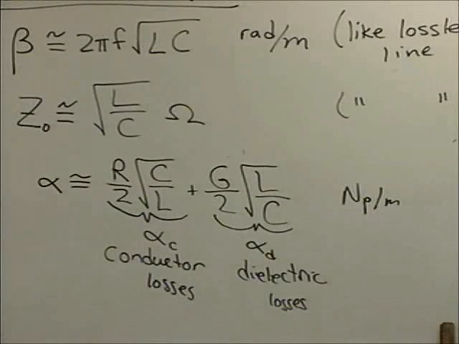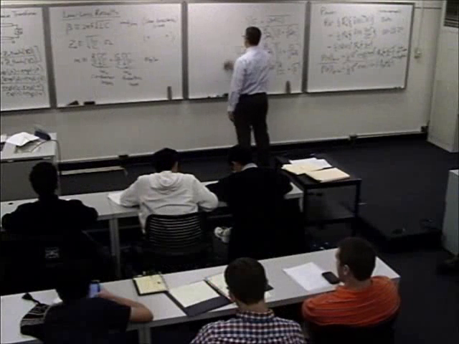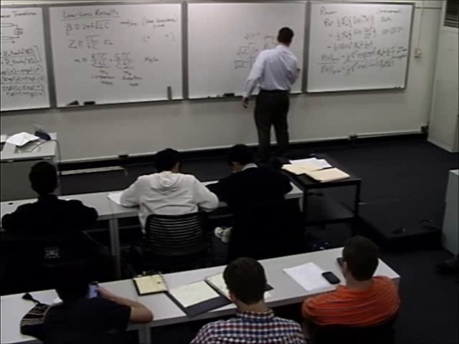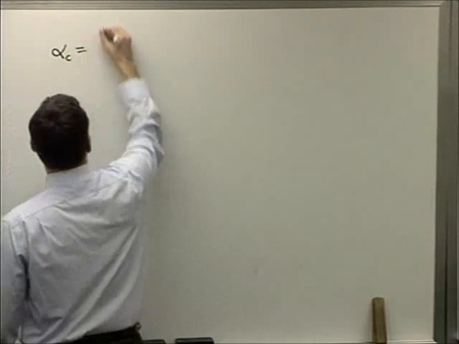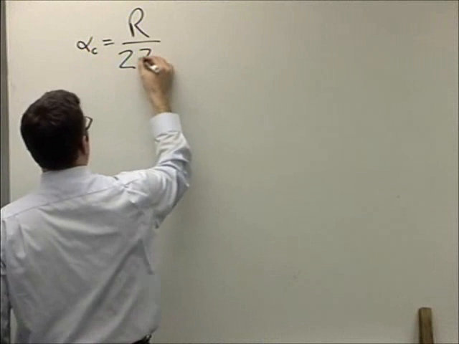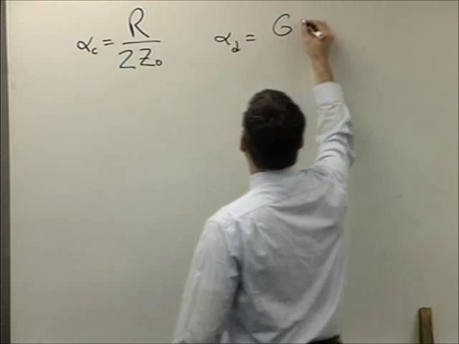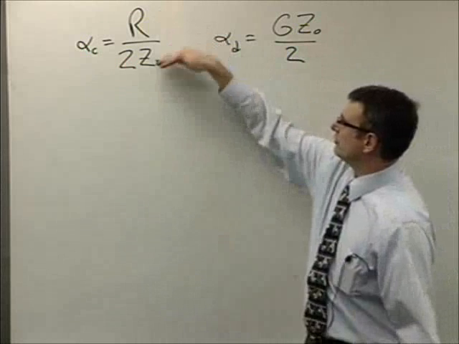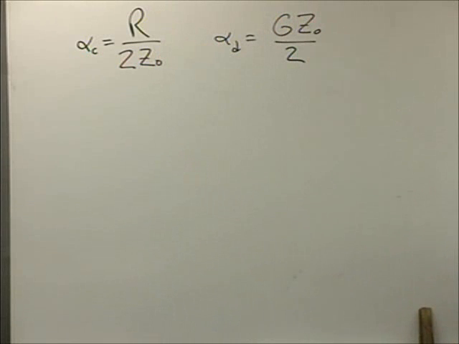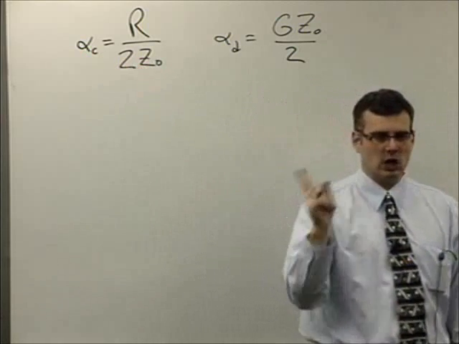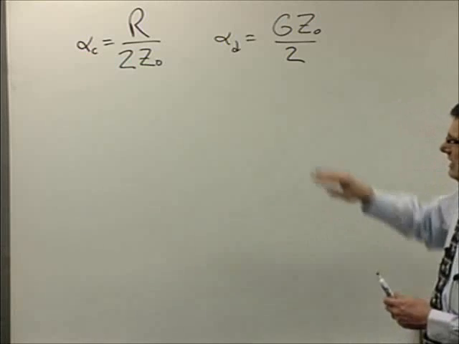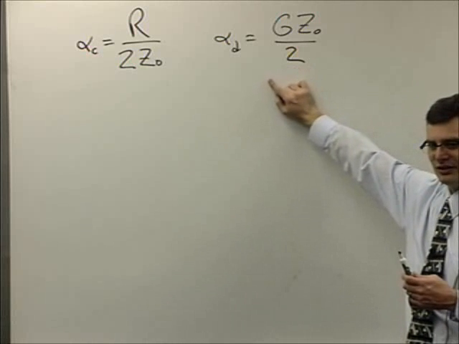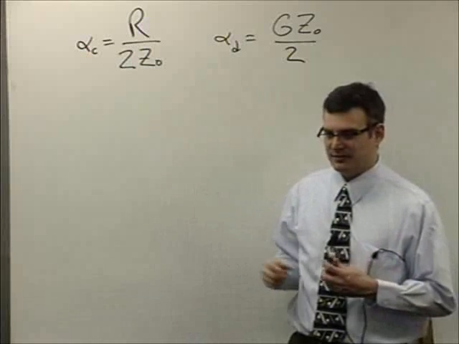In fact, we can rewrite these. My conductor losses, alpha sub C, is R over 2 Z naught. And my dielectric losses are G times Z naught over 2. We've got ohms over ohms, Siemens times ohms, both of which are unitless. Conductor loss is typically more important for long cable runs at UHF frequencies and lower. When you get into microwave frequencies, you can have a significant amount of dielectric loss as well, but conductor loss is usually the culprit in everyday life in terms of what's contributing to the loss in your cable.